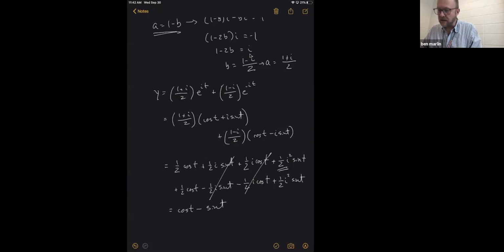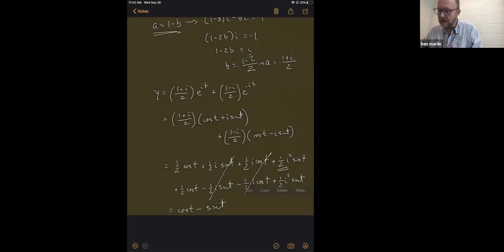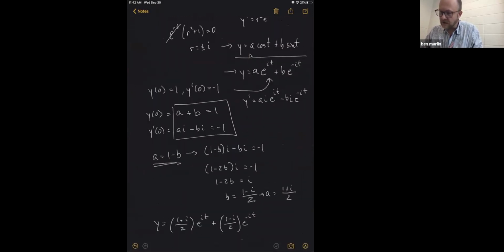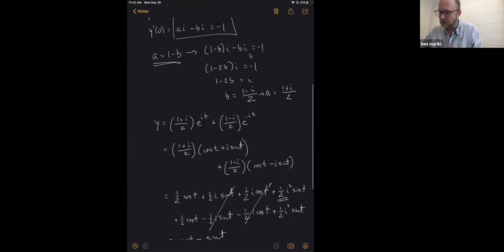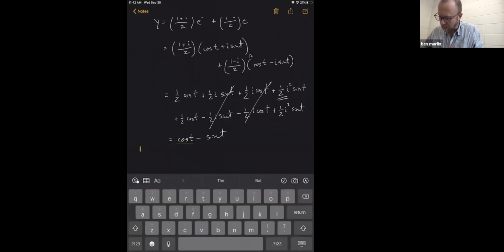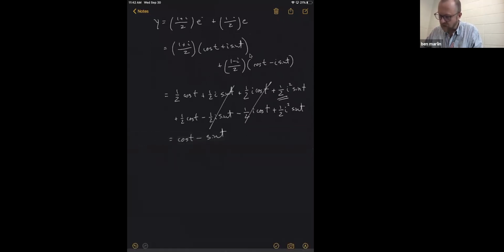So if you have real valued initial conditions like we did here, and you work with the complex solutions but simplify it, the answer you eventually come down to, you could have gotten it all by just saying y equals a cosine t plus b sine t. And it actually would have been just a little bit easier, okay? So that's just a quick example.